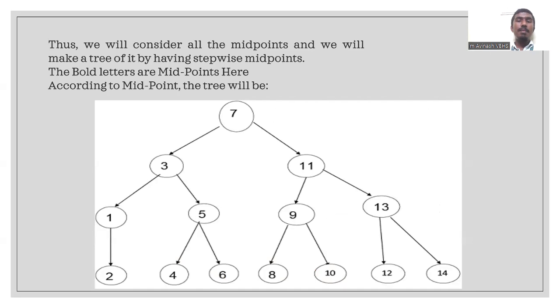At last the midpoints are 2, 4, 6, 8, 10, 12, 14. Thus we consider all the midpoints and make a tree of it having stepwise midpoints. The bold letters are the midpoints here. According to the midpoints, the root of the tree will be 7. The left subtree contains 1, 3, and the right subtree contains 11. The left of the left subtree contains 1, 2, and the right side of the left subtree contains 5, 4, 6. The right side of the right subtree contains 12, 13, 14, and the left side of the right subtree contains 8, 9, 10.